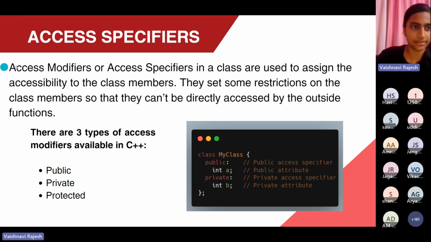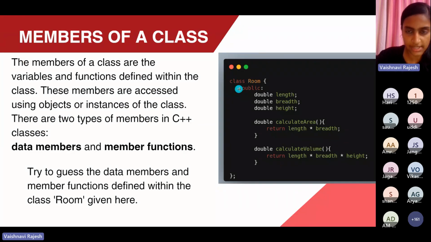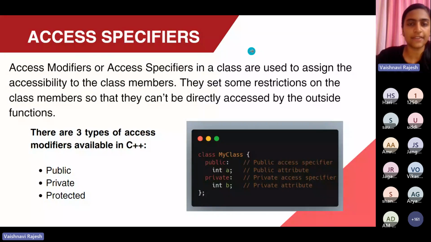Now coming to access specifiers. In this code, we see this line here, public. This is an access specifier. Access modifiers or specifiers define how a member is accessed in a class. So we can try to access the member of a class from anywhere, from main or from another class or function, but that may not always work because the members can be under some restrictions from access specifiers. So they might not be directly accessible outside the class. In C++, there are three kinds of access specifiers: public, private, and protected.